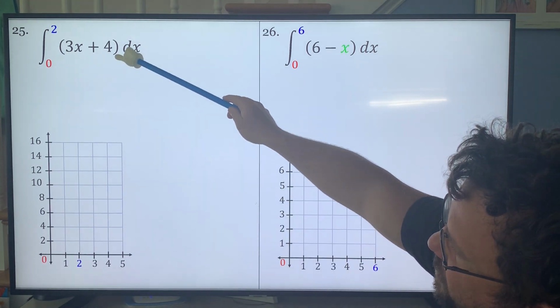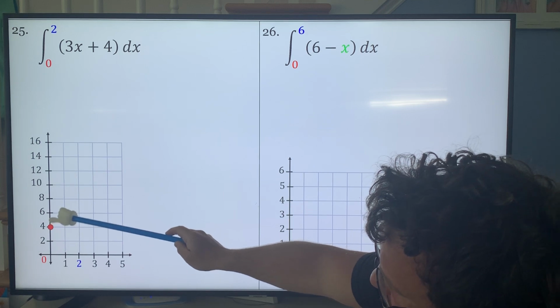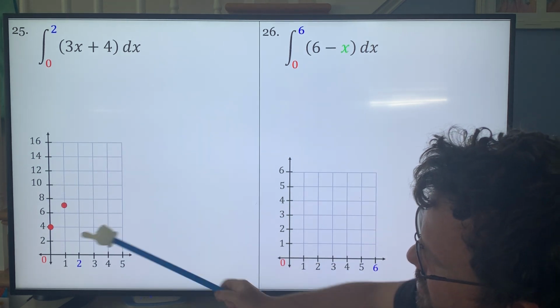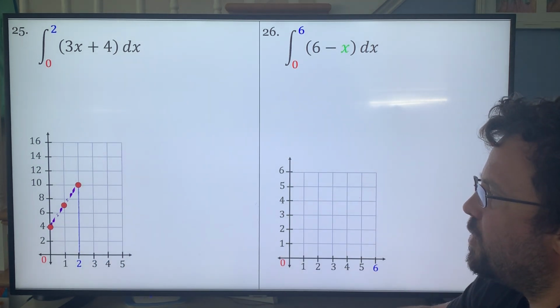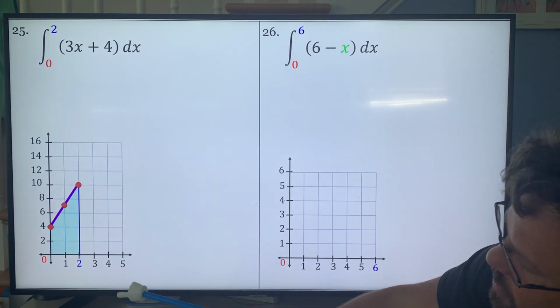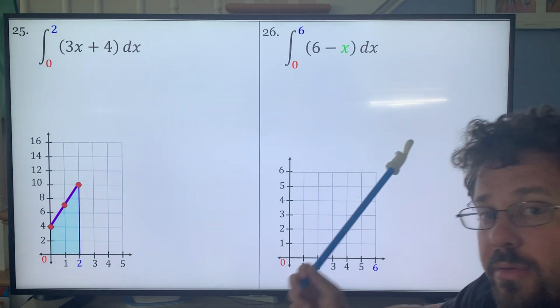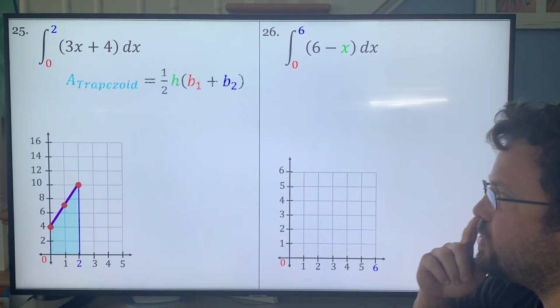Graph this graph. Y-intercept is at 4. 3x means you do what? You go up 3. You go over 1. Notice these all go up by 2s. Up 3 over 1. All right, so you're going from 0 to 2. What type of figure is that? It's a triangle and a rectangle, or, you did one of the first ones, trapezoid.